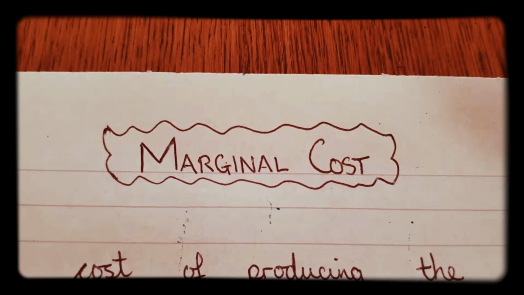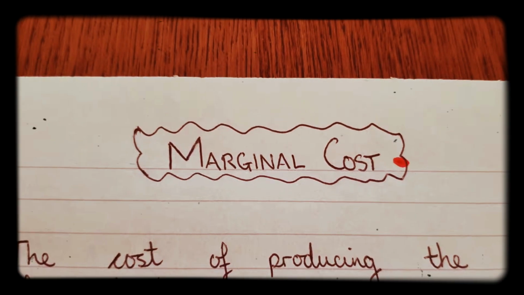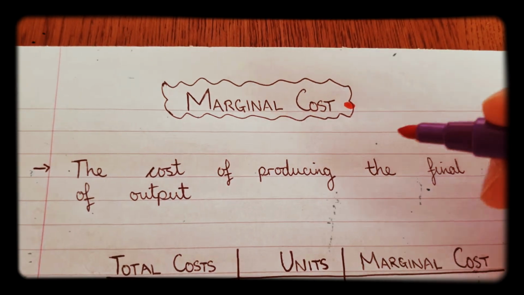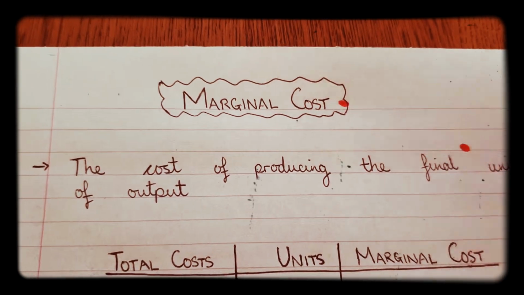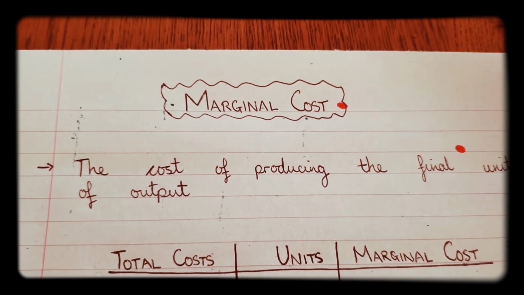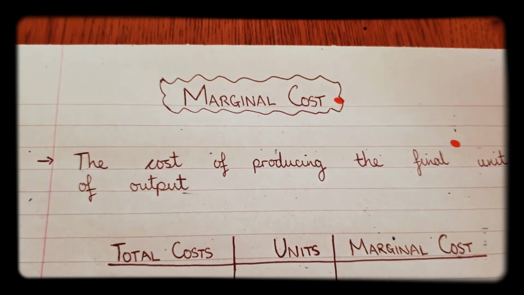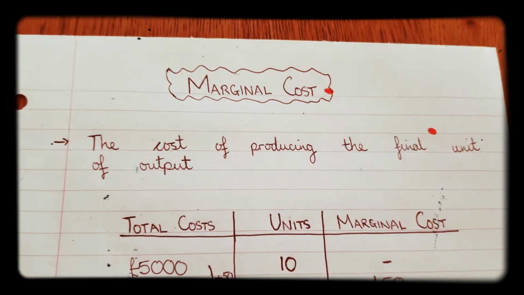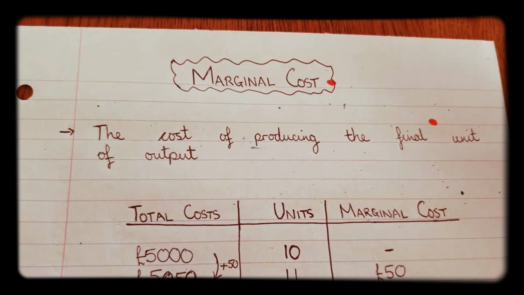In this video, we're going to be looking at the marginal cost of businesses. So the marginal cost is the cost of producing the final unit of output, or you might say, how much does it cost to produce the next unit of output? It depends how you want to say it, but this is the definition that you can remember word for word.